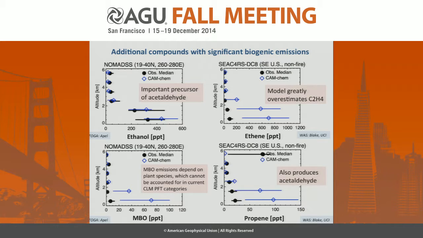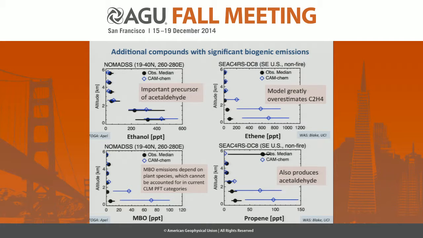Ethanol is an important precursor of acetaldehyde, and ethene and propene are indicated in MEGAN to have a very significant source. The observations suggest that it's a bit lower in these regions, but the lifetime is very short too, so that needs to be considered. And MBO has been seen in significant amounts in Colorado, but it may not really be emitted in the regions such as Louisiana, where these aircraft measurements were made.